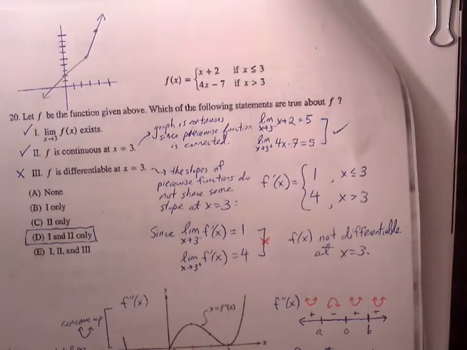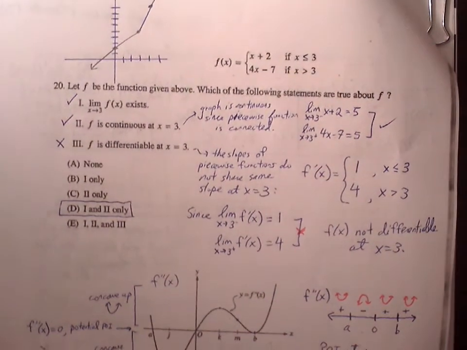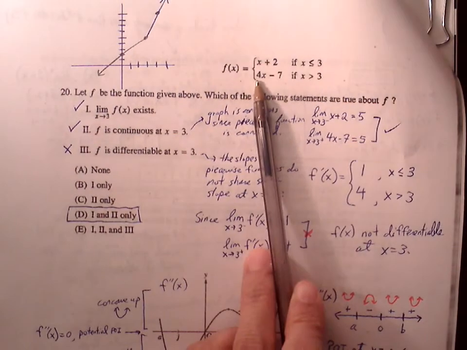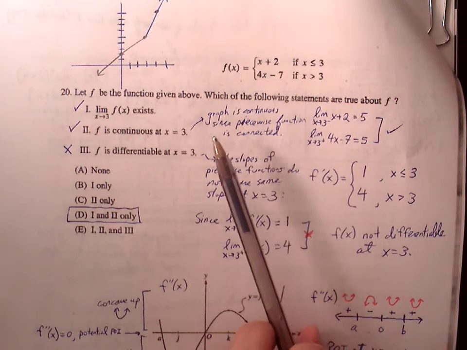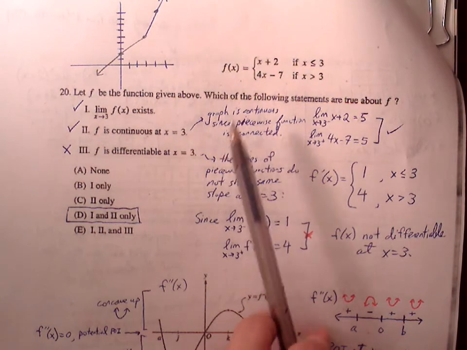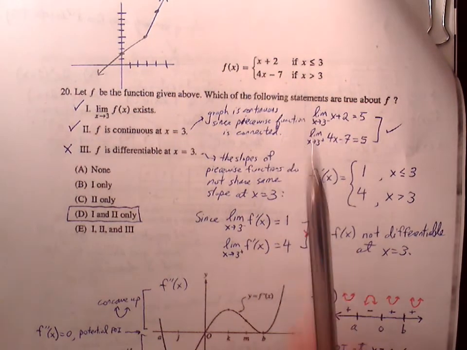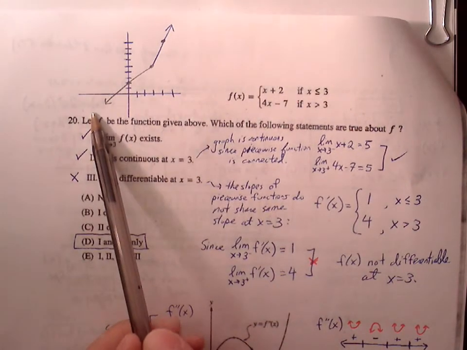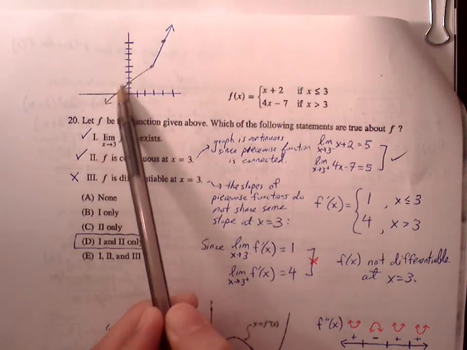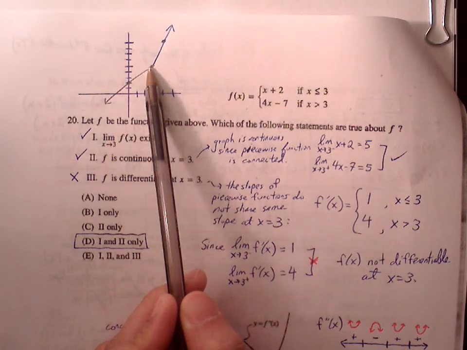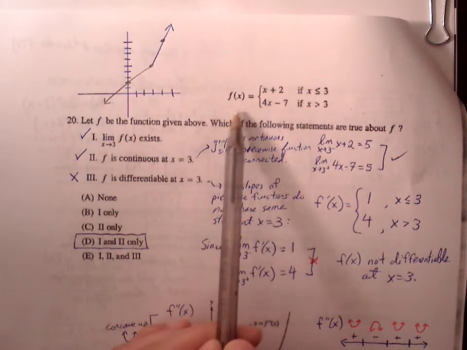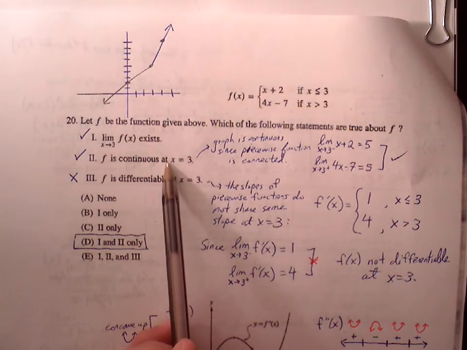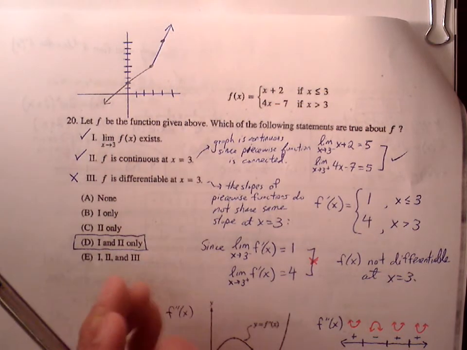Okay, so here's number 20. We have a piecewise function. Which of the following statements are true about the function f? Just to get a picture of our piecewise function here, I have x plus 2 up until x equals 3, and then to the right of 3 I have a graph that has a positive slope of 4. So which of the following is true?